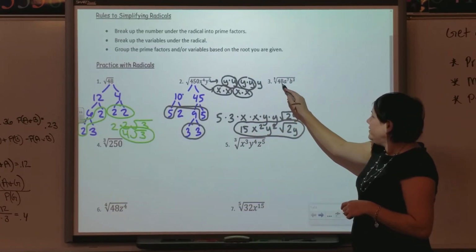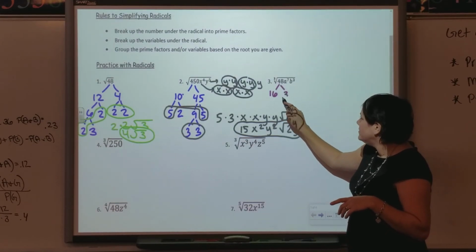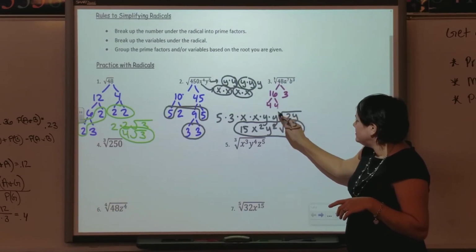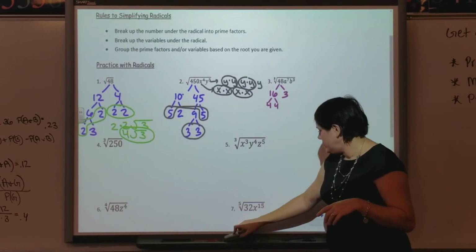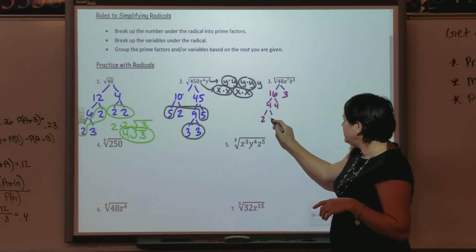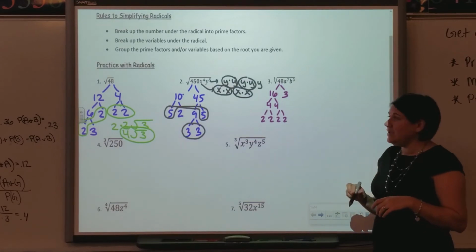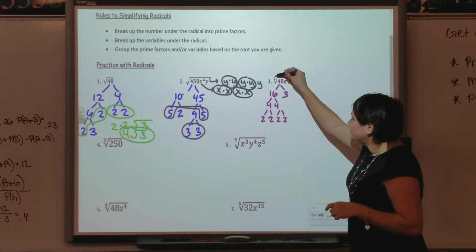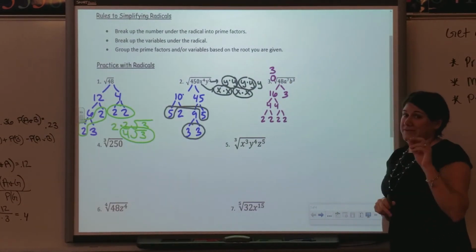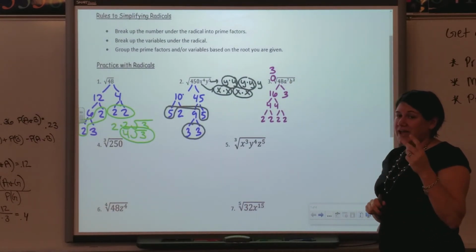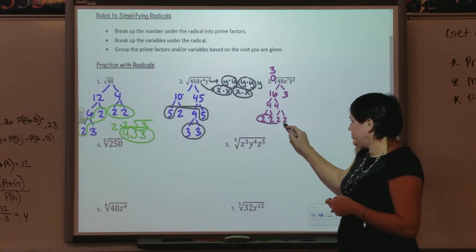So for number 3, again, break up the 48. So you've got 16 and 3, and we have 4 and 4. Running out of room here. And then you're going to have 2 and 2, and another 2 and 2. So I have a 2, 2, 2, 2, and a 3 up there. Notice how now the power is a 3, or the root is a 3. So instead of pairs of 2, you're now going to have groups of 3. So I'm going to circle these 3 2's.